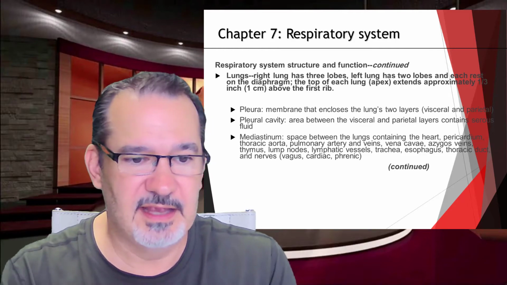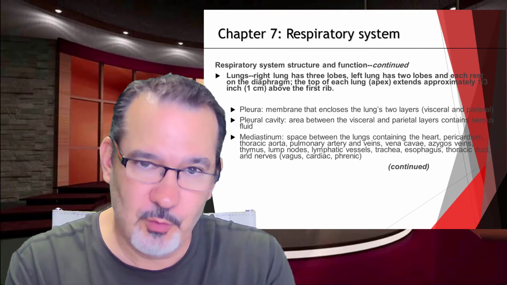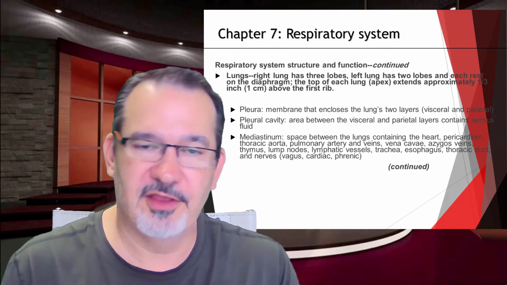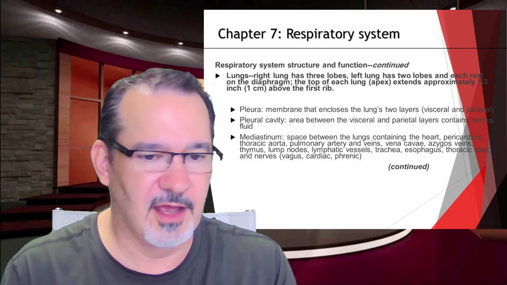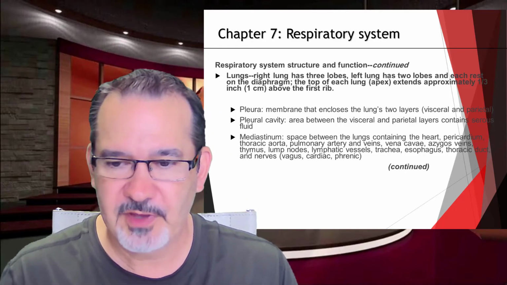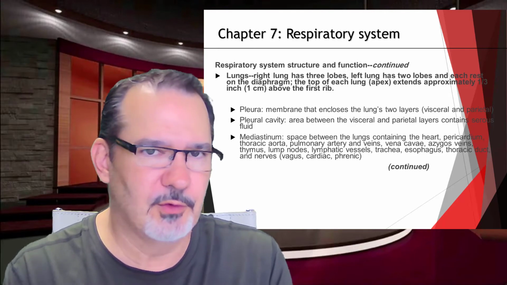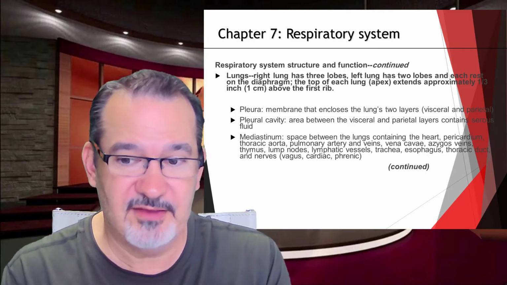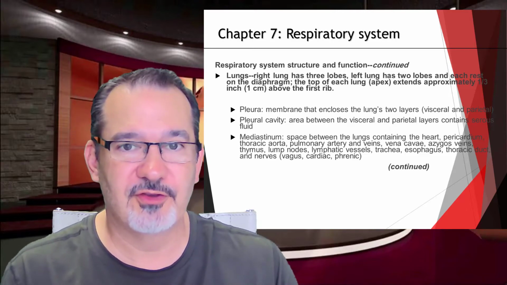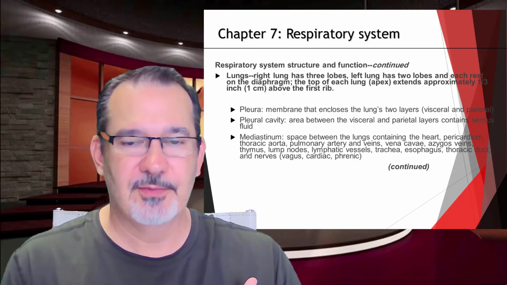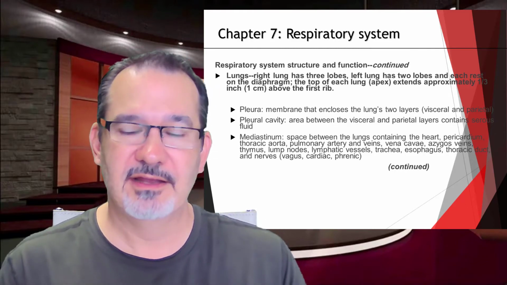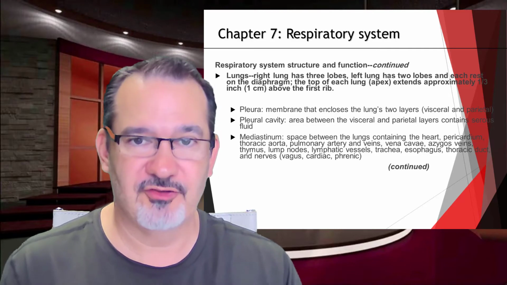Okay, and then the mediastinum is the space between the lungs, which contains the heart, the pericardium, the thoracic aorta, and the pulmonary arteries and veins. It's that space in between the lungs. And then serous fluid is in that pleural space, and that serous fluid lubricates the pleural surfaces and aids in allowing the lungs to move freely during inspiration and expiration.